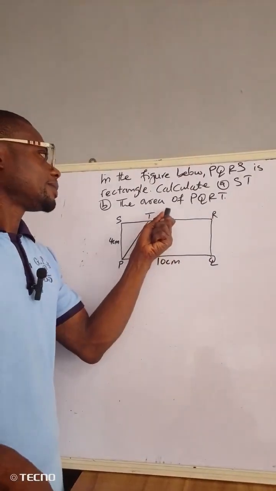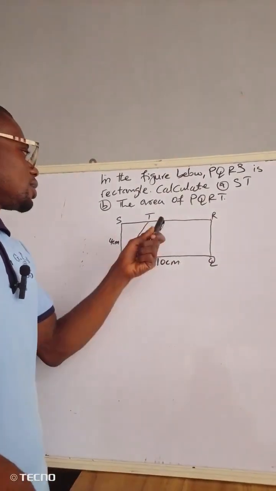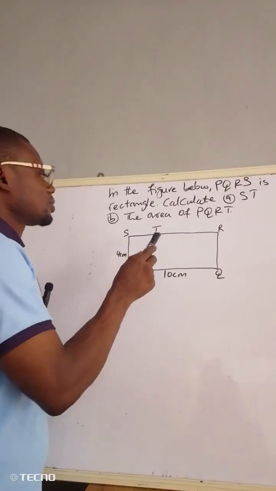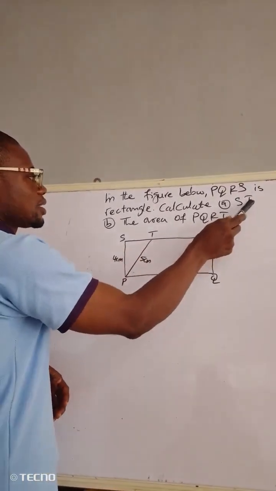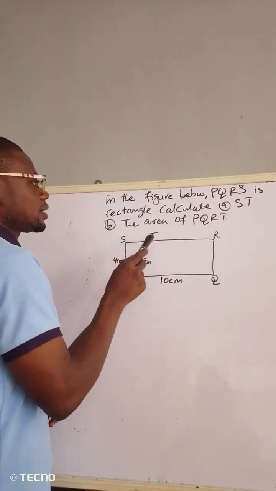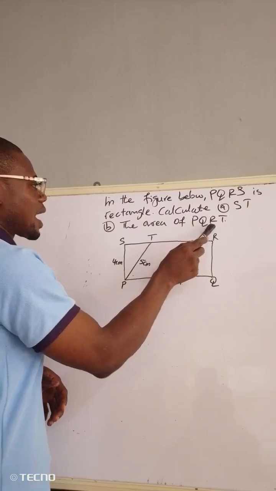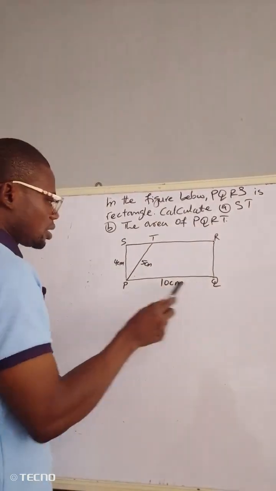Let's solve this question. This is a figure given to us. Then we are asked to calculate ST, and then in B, we have to calculate the area of PQRT.